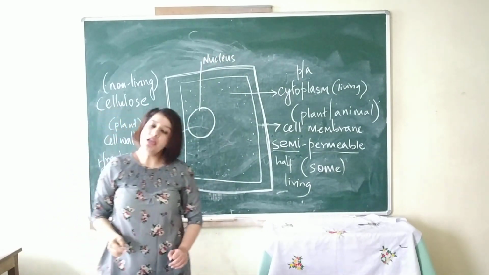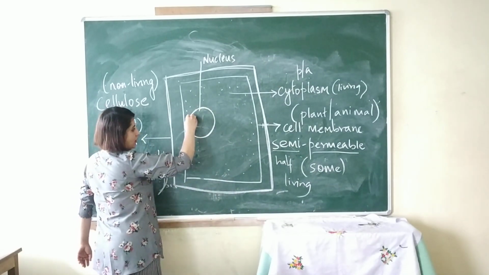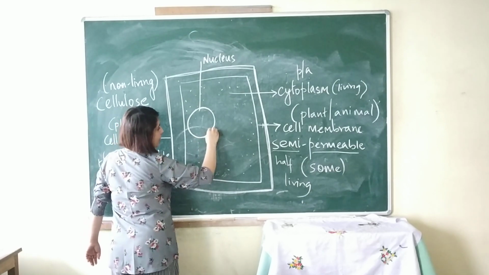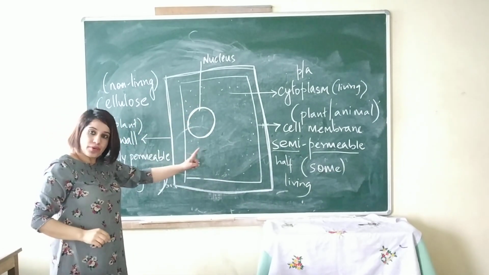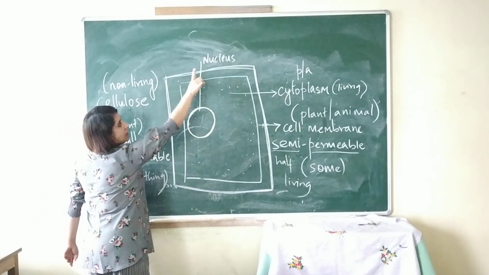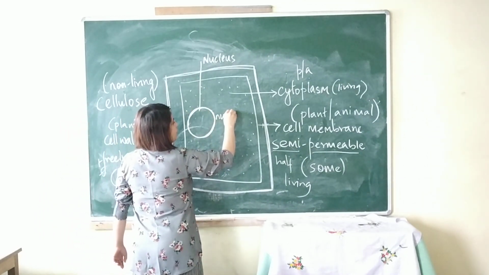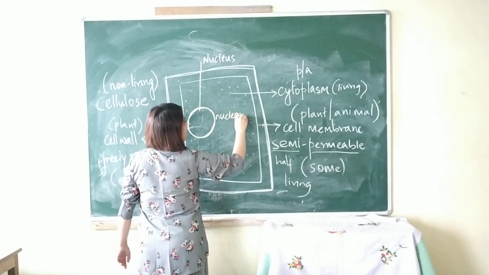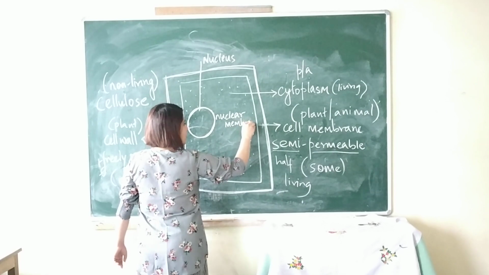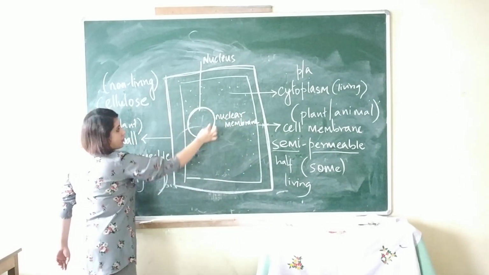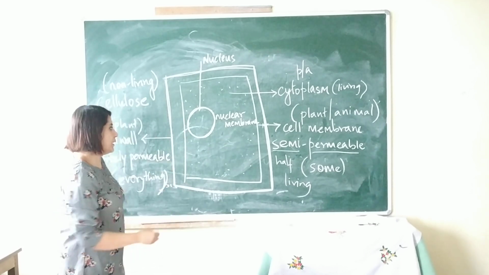That is called the nucleus. Now, the nucleus also has a membrane which surrounds it. The membrane that surrounds the nucleus is called the nuclear membrane. So the membrane that surrounds the nucleus is called nuclear membrane.